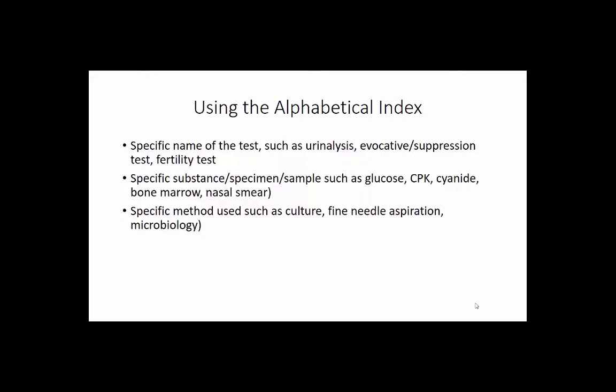enzyme, cyanide. Your specimen would be from the bone marrow, from the nasal smear, or you can look up the specific method you used, such as culture, fine needle aspiration, and microbiology. So different ways that you can find these CPT codes.